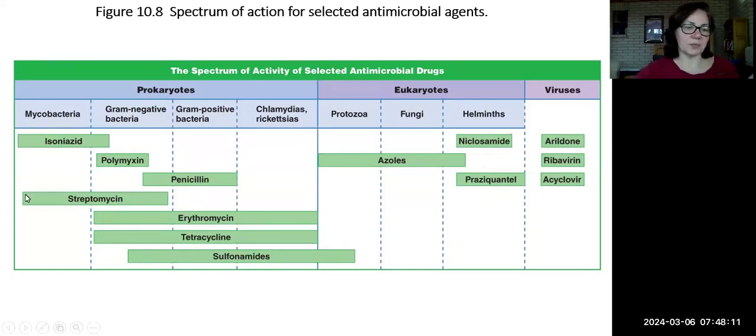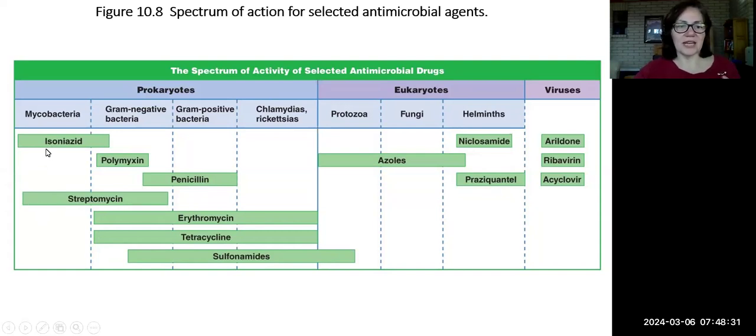And let's see, streptomycin, we said this one also impacts the protein synthesis. This one has a different mechanism, it changes the shape of the ribosomal subunits. So this one has an impact on the gram-negative bacteria and the mycobacteria.